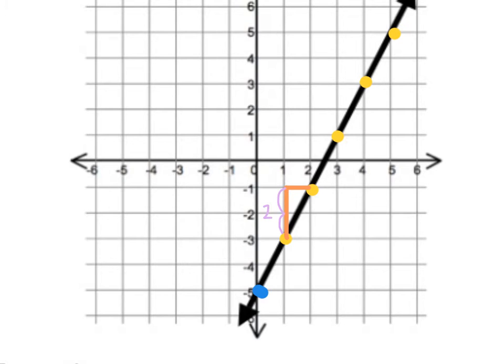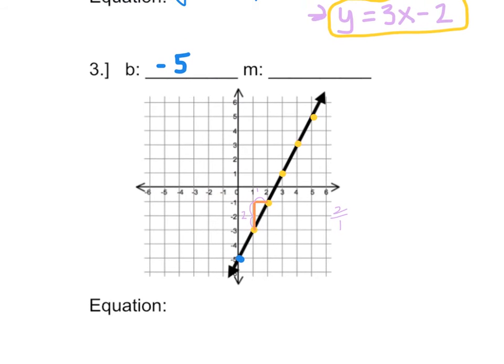Rise is 2. How many does it run? Just 1. So our slope is 2 over 1. Our line itself is positive, so it's positive 2 over 1. So back up in here, we say our slope is 2 over 1, or just 2.